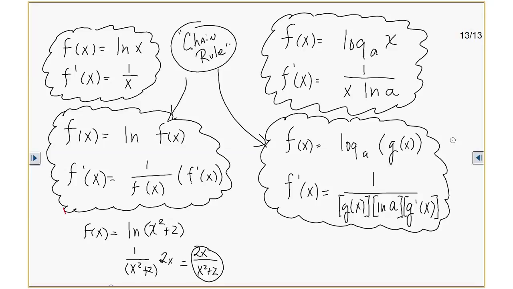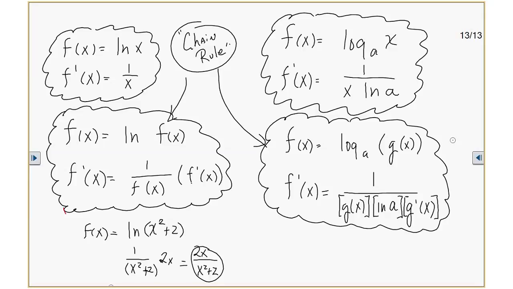Just don't sit there and go 1 over g of x times natural log of a times g prime of x. You're not going to remember that unless you're just weird. Okay? I'm just kidding. But I would put 1 over the function times the prime of the function times natural log of the base. Here, I would say 1 over the function times the derivative. But you need to come up with something, an acronym or a ditty, something that helps you remember it.